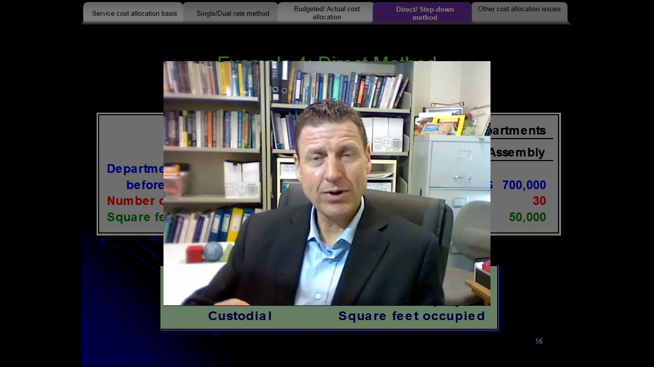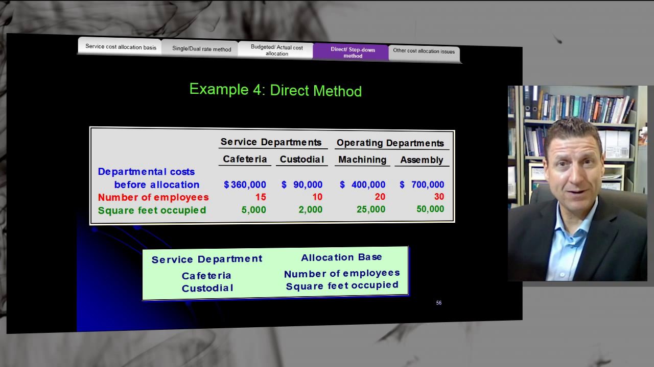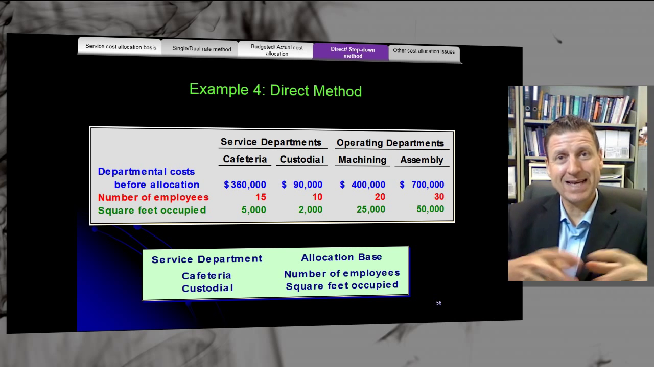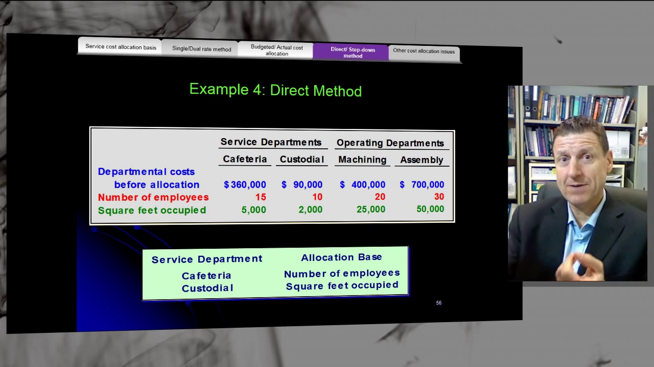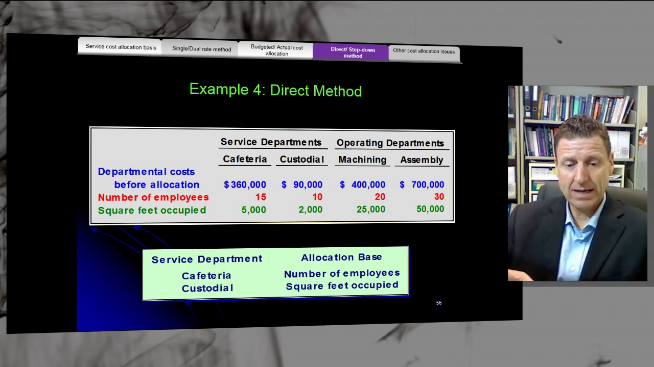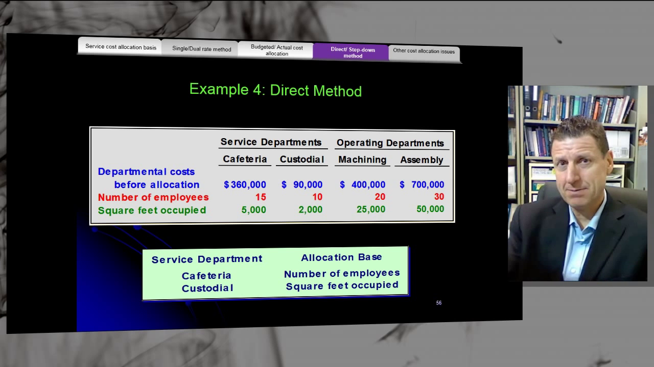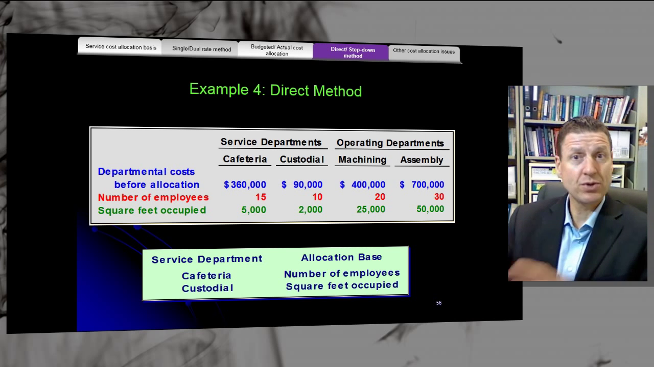Now, the scenario for most of these questions on the direct method and step down method is we have service departments, and these service departments are looking after the operating departments. In other words, the operating departments cannot just operate on their own. They need the service departments for support. Cafeteria, so the cafeteria is there to feed the workers. Custodial, and that's security. Maybe it's part of maintenance. Other service departments could be human resource management, the accounting department or the information technology department. So there could be many service departments that we could allocate costs from to the operating departments.